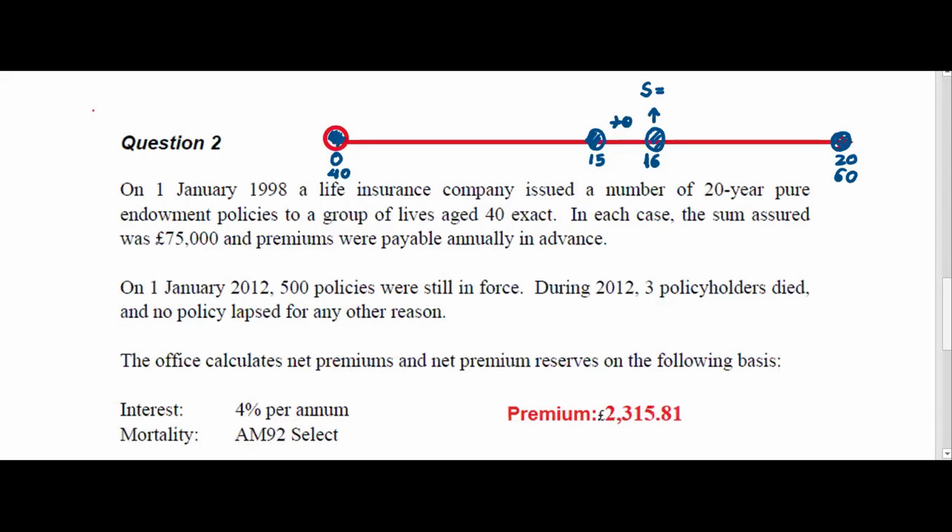Sir, S will be 75,000. Sum assured 75,000. You are saying 75,000? Yes, sir. Okay, you are Neha, right? Yes, sir. Okay, you can go on mute now.